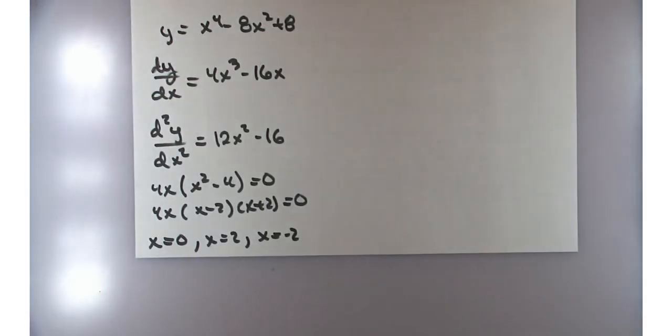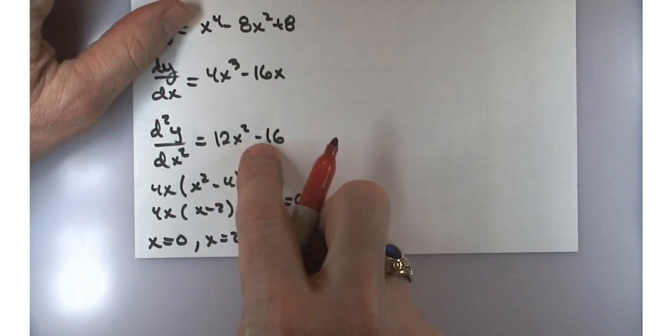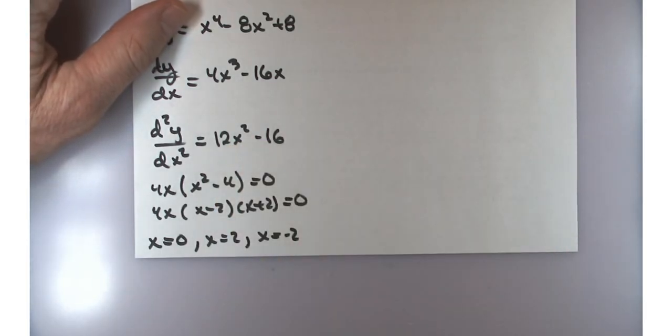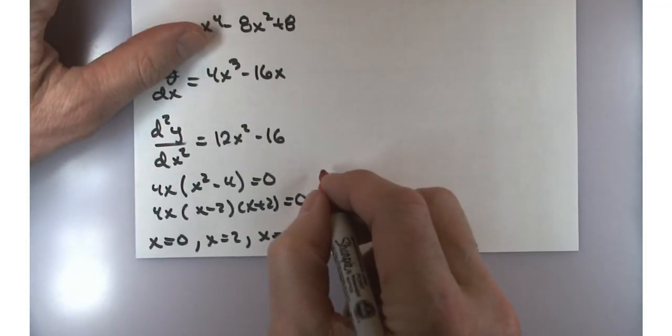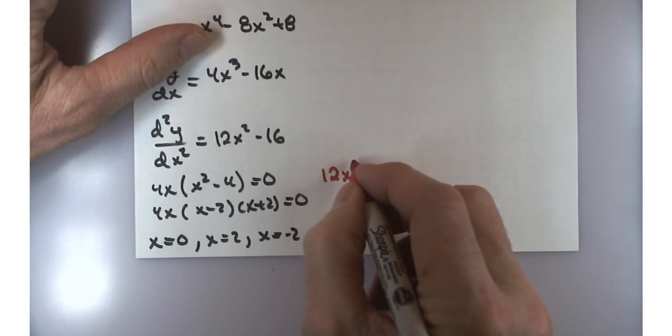All right, looking good there. Let's find where the second derivative is equal to 0. So where the second derivative equals 0, that's going to be 12x squared minus 16. I don't think we're going to get nice warm fuzzy points from this one, but let's see what happens.